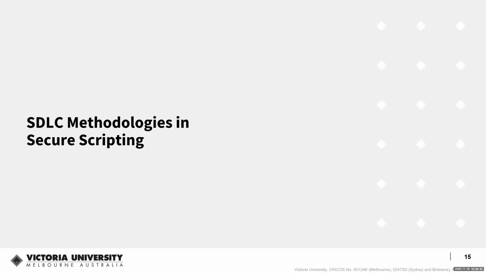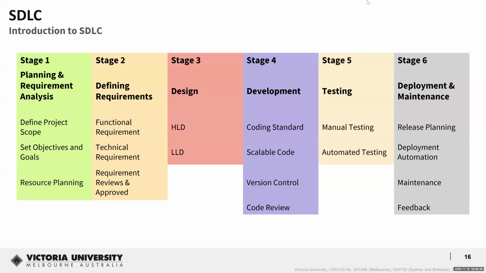The next topic is talking about SDLC methodologies in secure scripting. Firstly, let me go back to my board and have a chat about what SDLC, or software development lifecycle, is. Here you see there are 6 stages, starting from planning and then going to the requirements, designing the software, developing it, testing it, and maintaining it, and probably retirement of the software. So software usually goes through this life cycle.